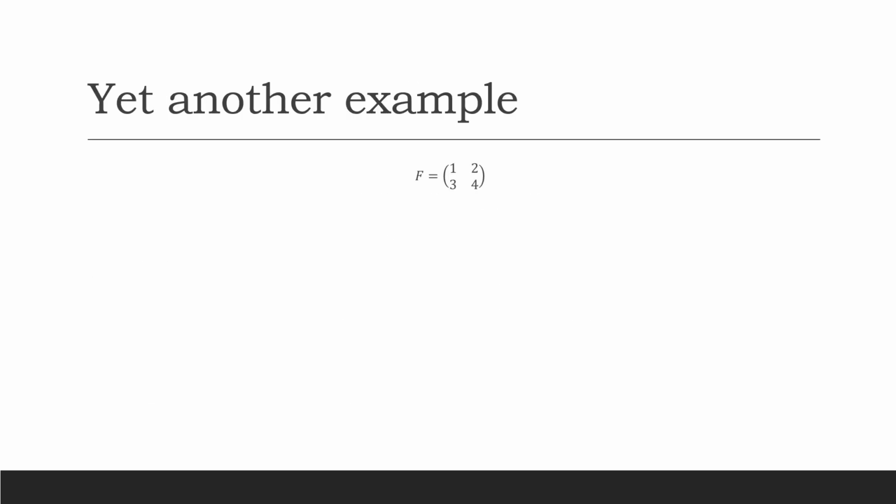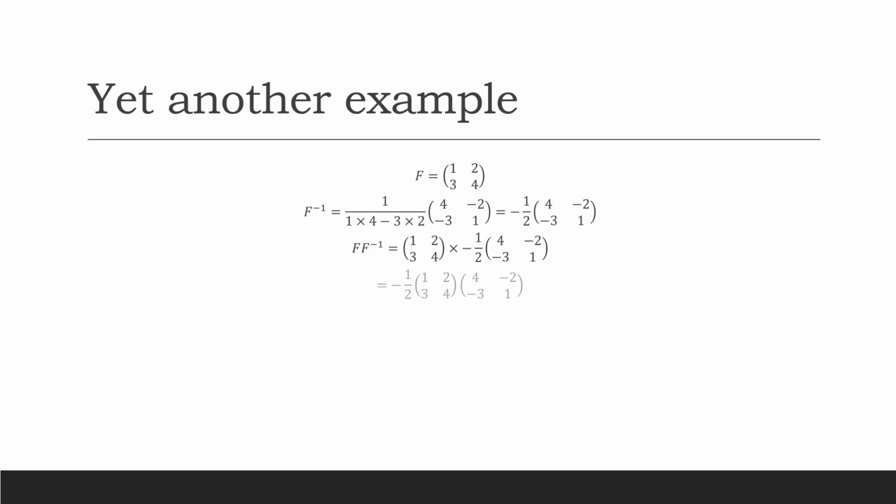So here's another example. I'm doing the whole thing in one go here, showing the calculation for the determinant and getting the adjunct. And then I'm checking it.